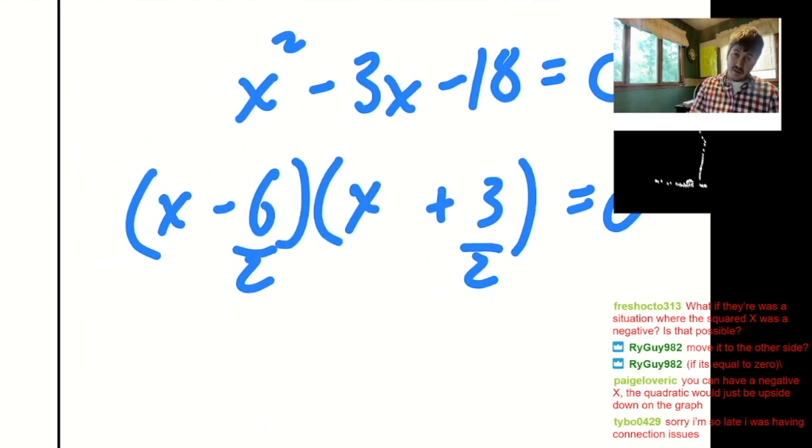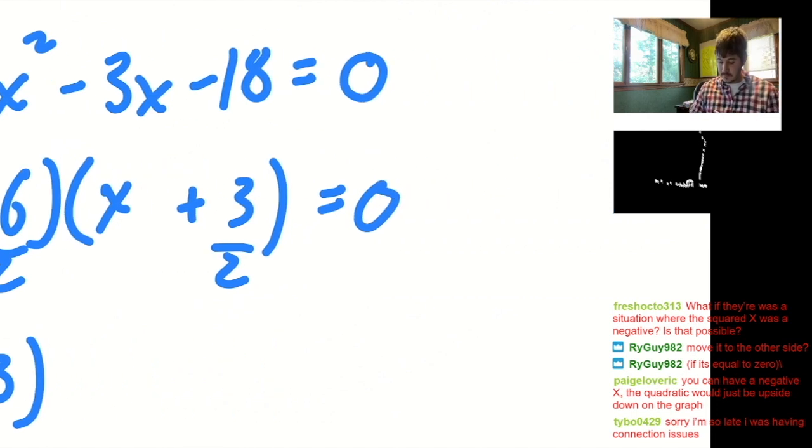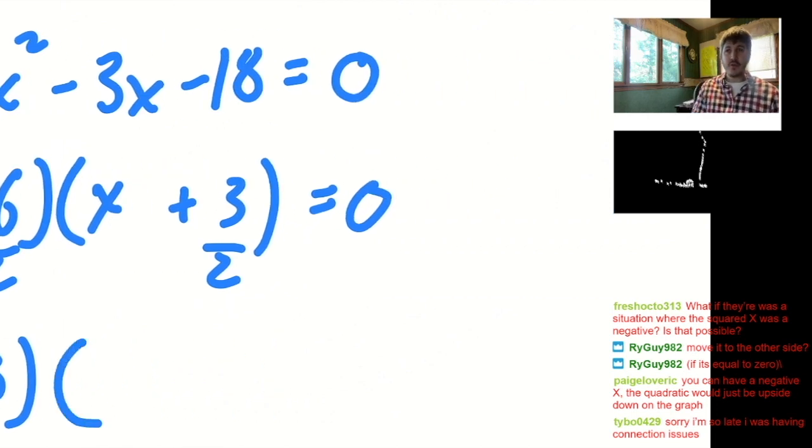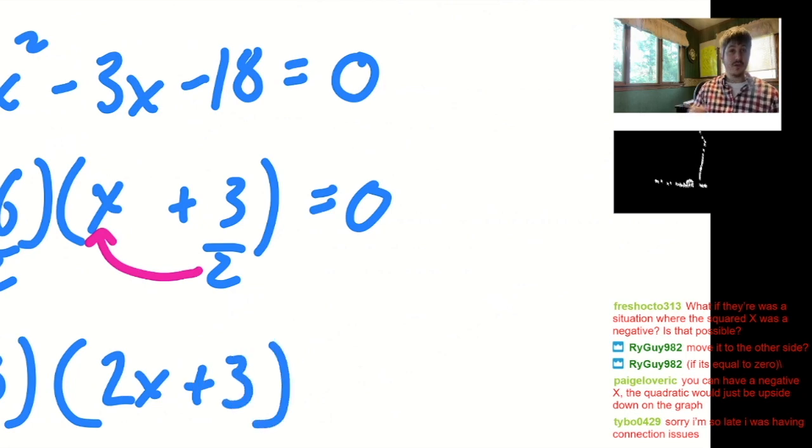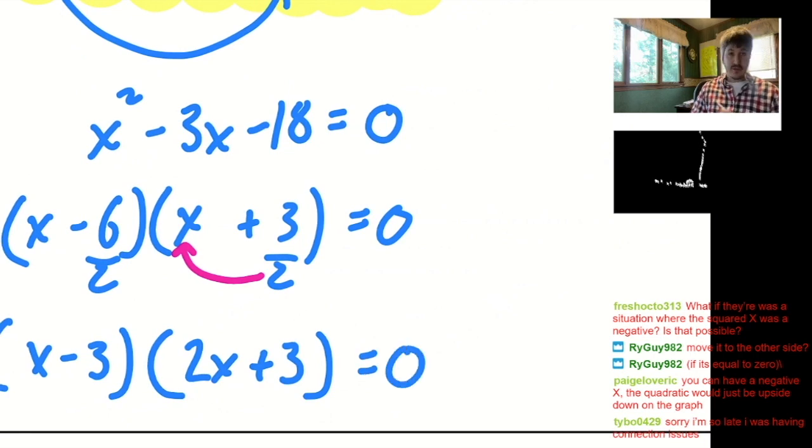Does 6 divide into 2? Yes, it does. It's 3. So I just do x minus 3. But does 3 divide into 2? It does not. And because it doesn't, the trick is you just take the 2 and you throw it in front of the x. Again, I know it's a little strange algebraic maneuver, but it always works. It's a really cool method, I think. So you're left with 2x plus 3. And you only do that when you cannot divide normally. And we're going to set that equal to 0.